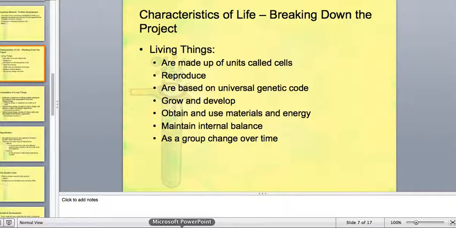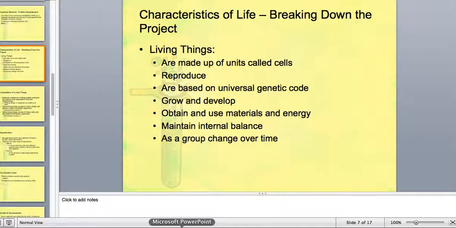There has to be a universal genetic code. What does that mean? That simply means that in order to be considered alive, your cells have to contain DNA and RNA, and they must be able to express proteins. That universal genetic code, your DNA, is your blueprint that makes you an individual.